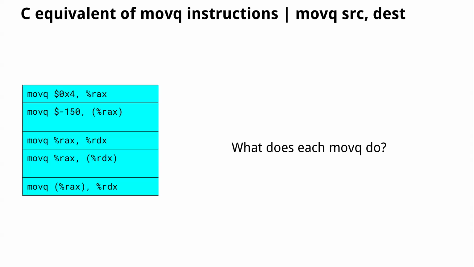But how big is this thing? You said 4 bytes, right? Why do you think it's 4 bytes? The suffix Q is fine. Yeah, Q here means one quad word, which is 8 bytes. So Q means 8 bytes. If you want to move 4 bytes, you will use movl.